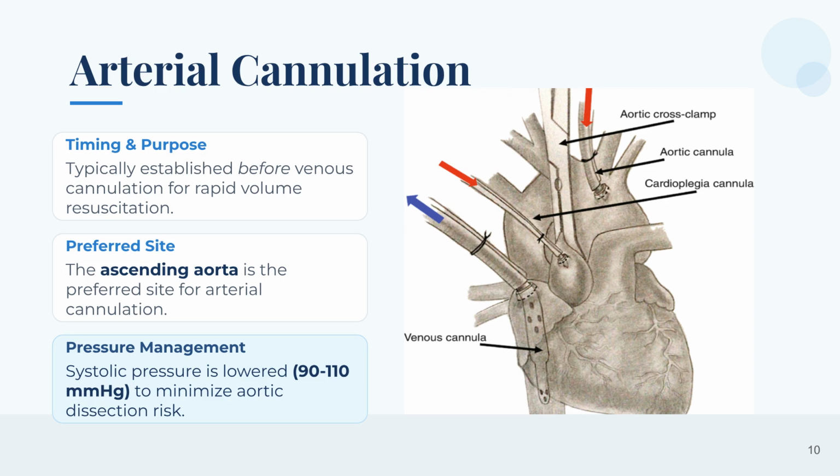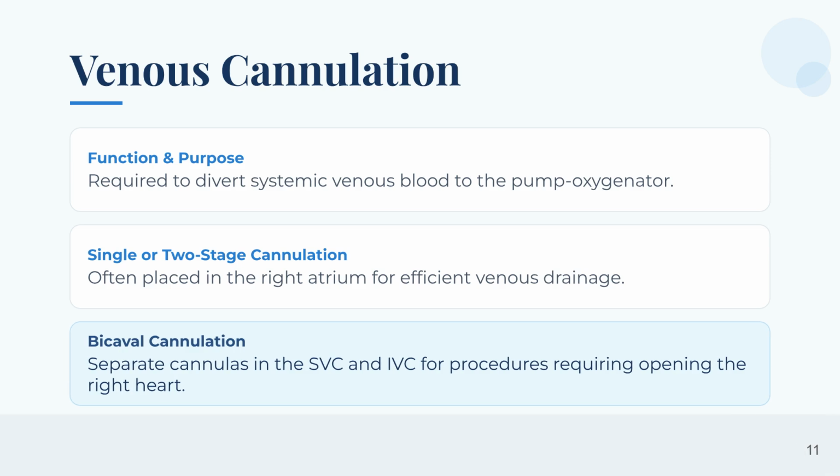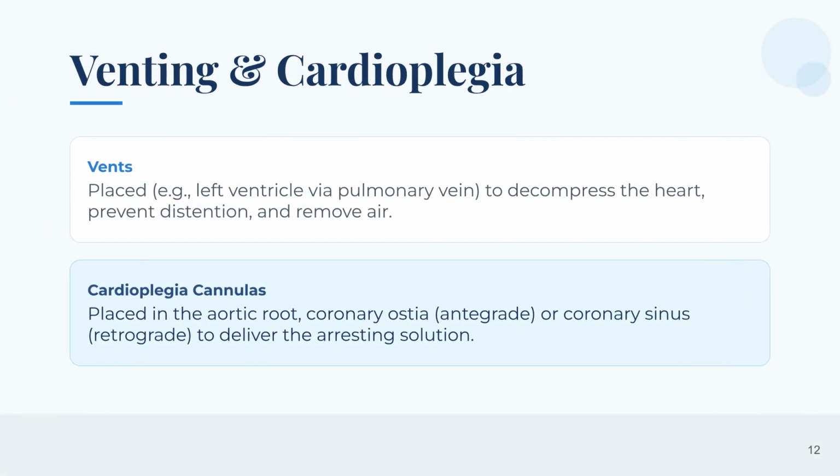During this process, systolic blood pressure is carefully managed between 90 and 110 millimeters of mercury to minimize the risk of aortic dissection. Venous cannulation is required to divert blood to the pump oxygenator. Depending on the procedure, surgeons may use a single or two-stage cannula or bicaval cannulation, particularly when the right heart needs to be opened. Vents are placed to decompress the heart and prevent distension, while cardioplegia cannulas are used to deliver the solution required to safely arrest cardiac activity during the procedure.